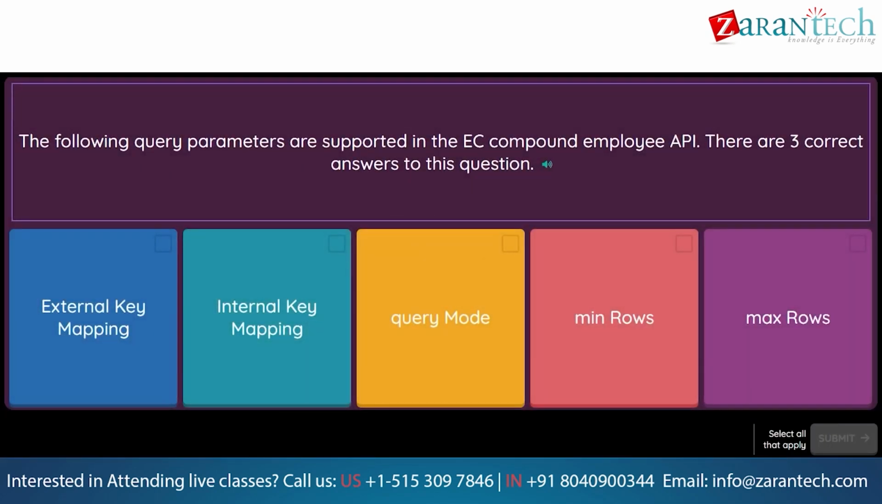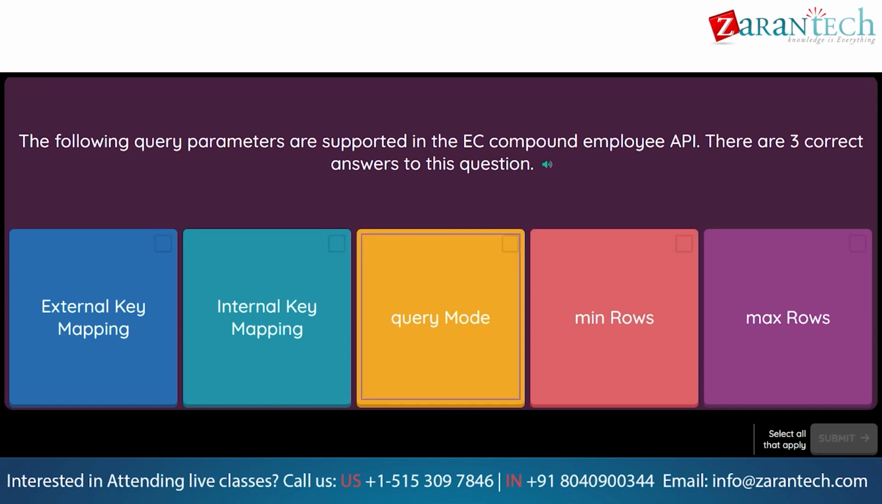Question: the following query parameters are supported in the EC Compound Employee API. There are three correct answers to this question. Option 1 External key mapping. Option 2 Internal key mapping. Option 3 Query mode. Option 4 Min rows. Option 5 Max rows.